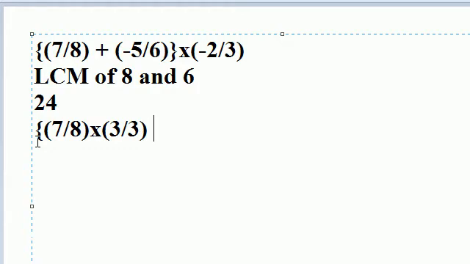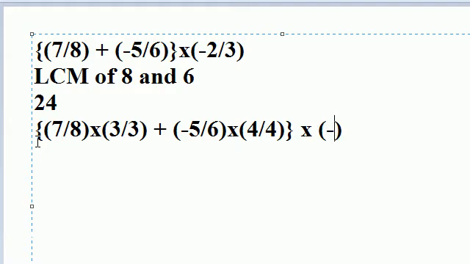Okay, next we will write plus. Next our fraction is minus 5 by 6. Now we have to make the denominator equal to 24. So what are we going to multiply it with? We will multiply it with 4 by 4, because we observe in the denominator that when 6 is multiplied with 4, the result will be 24. Let's close the bracket and write the content outside the bracket, that is minus 2 by 3.